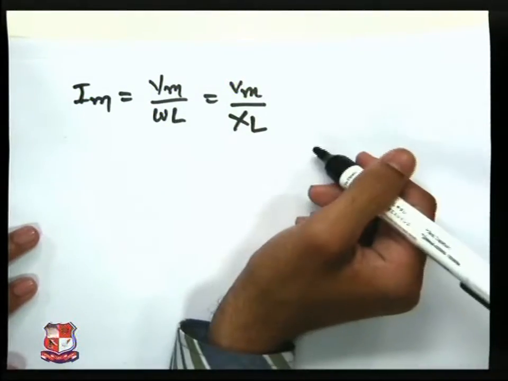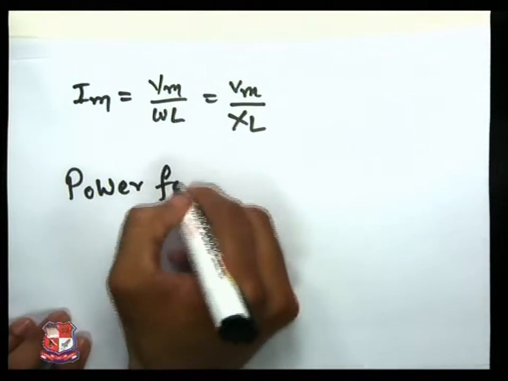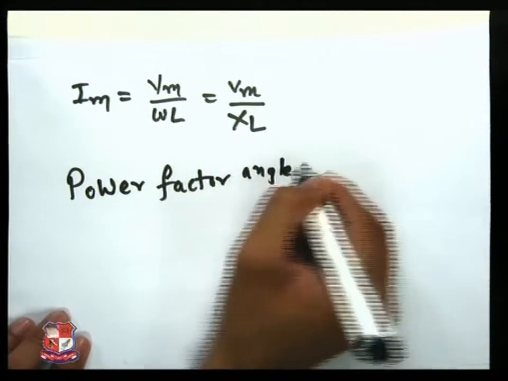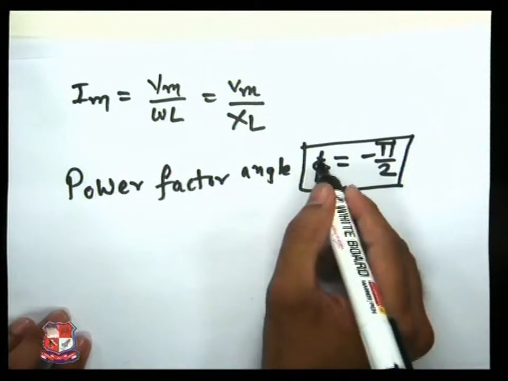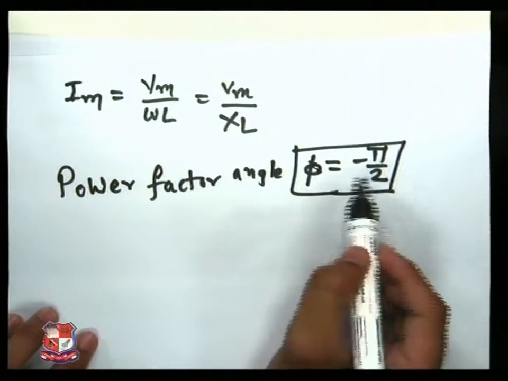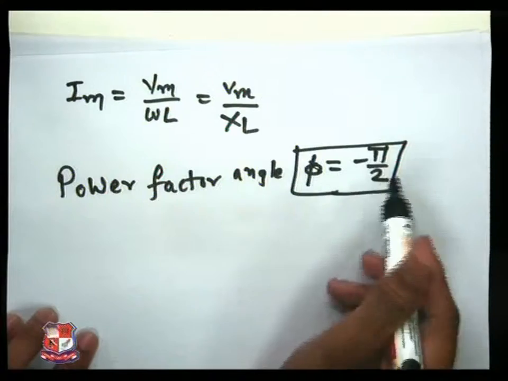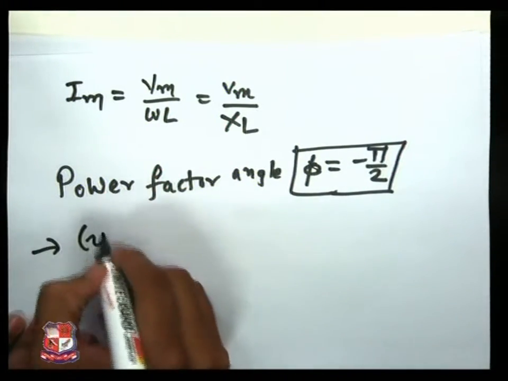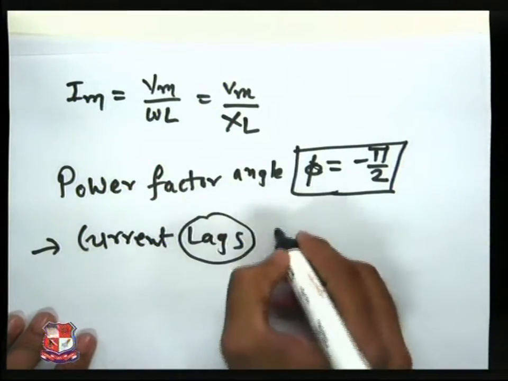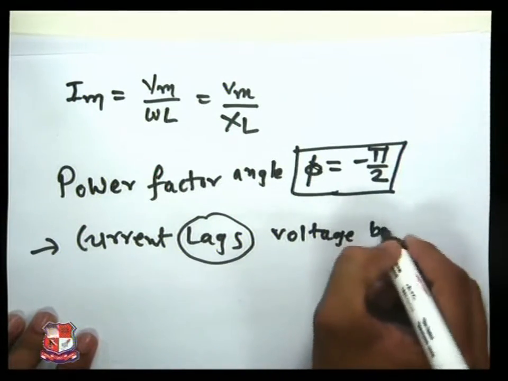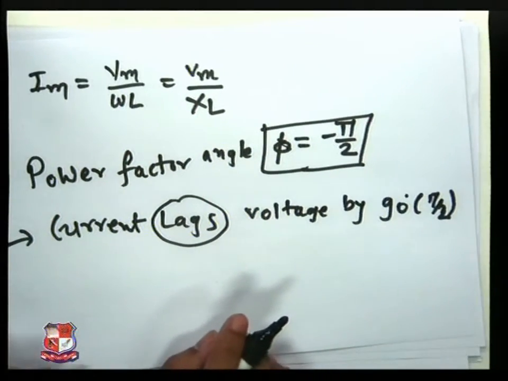Now again comparing for the angle, we get the power factor angle phi equal to minus pi by 2. This is important because the phase difference or angle is minus pi by 2, which represents that current lags behind the voltage by pi by 2. So it represents that the current always lags the voltage by 90 degrees, meaning pi by 2.